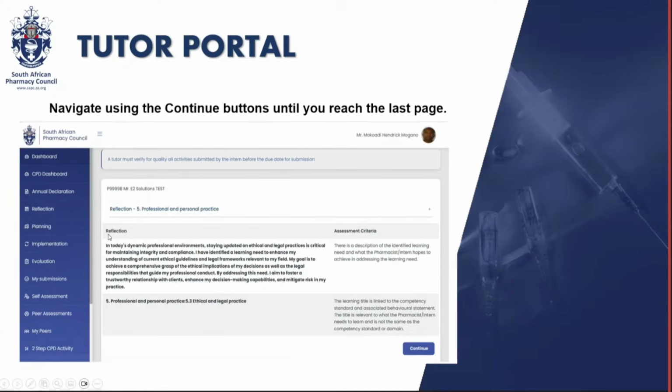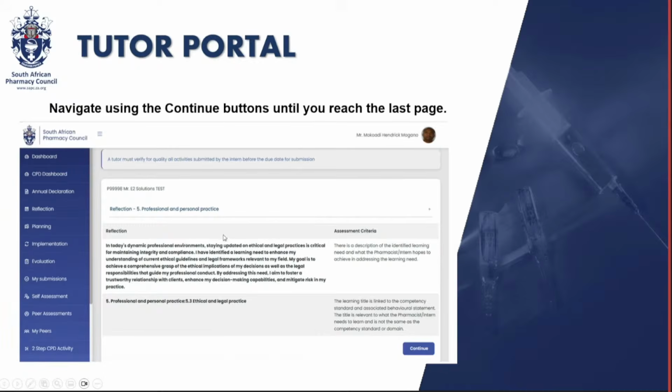So on this page, we see the first step of the CPD, that is the reflection. And here you will be able to see what is in bold is what the intern has submitted. And then on the right-hand side, you will see there is assessment criteria. So this is the criteria that assessors and moderators are using when they assess the intern's portfolio of evidence. So make sure that you check the criteria and compare with what the intern has written. If you feel some of the requirements under the criteria are not addressed, please advise the intern accordingly so that they can correct and make a new submission.